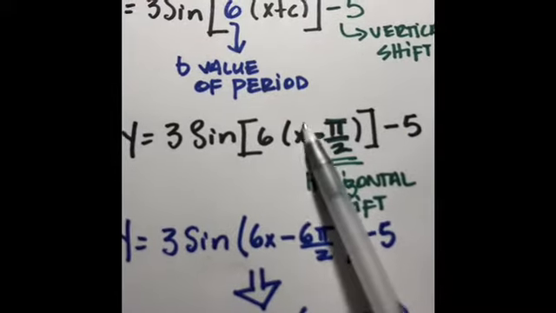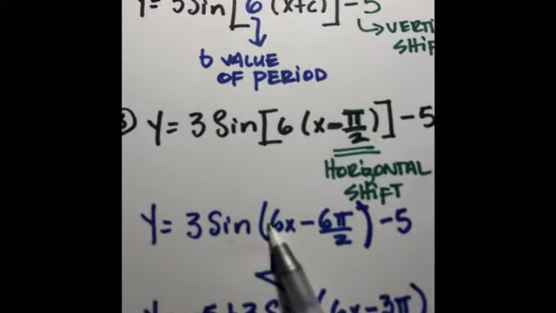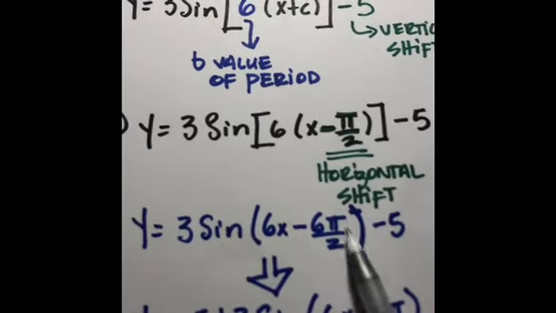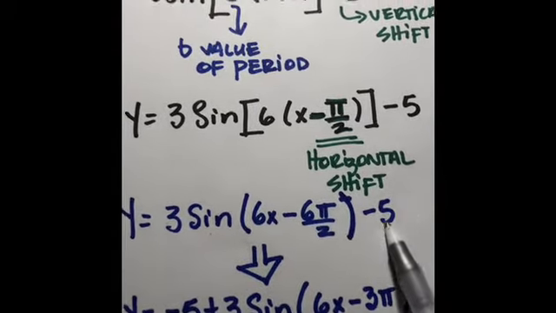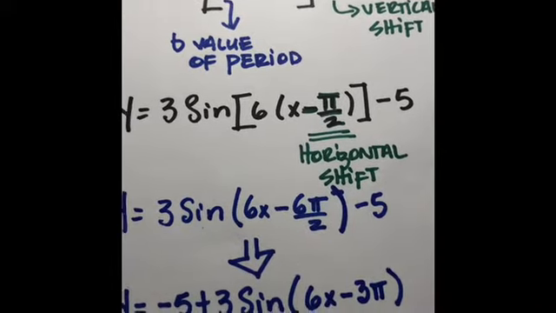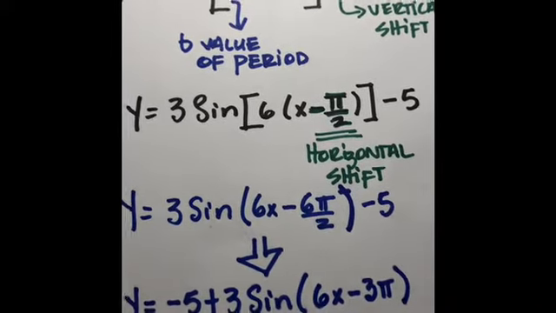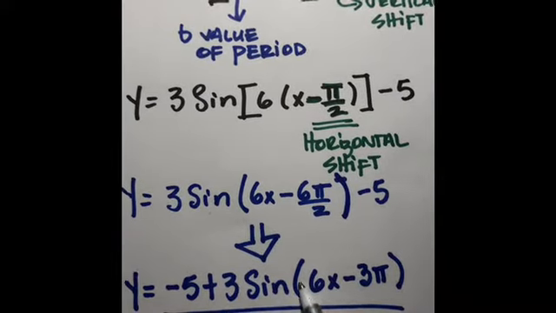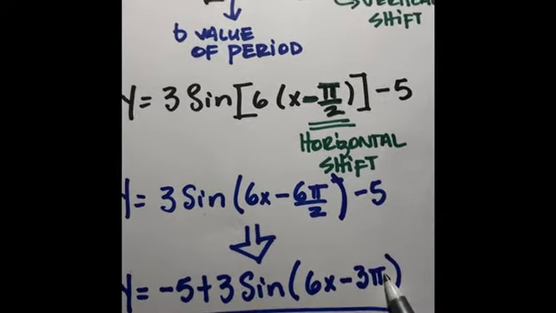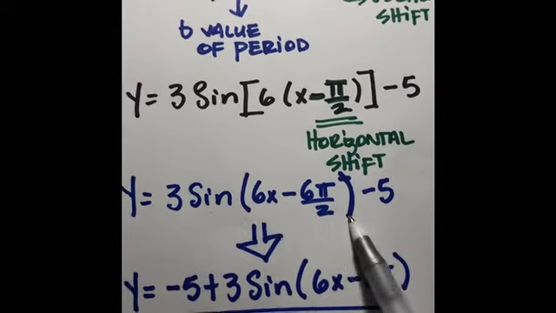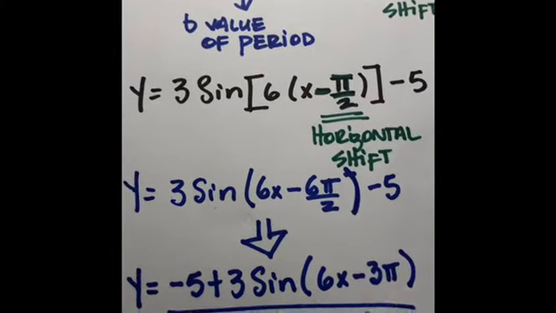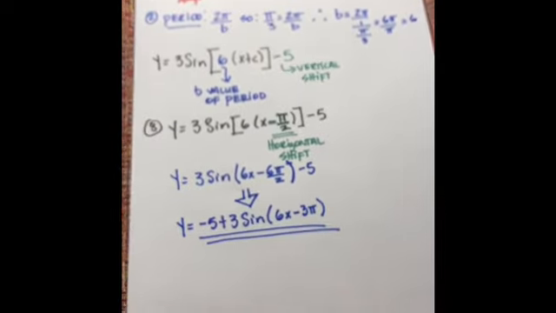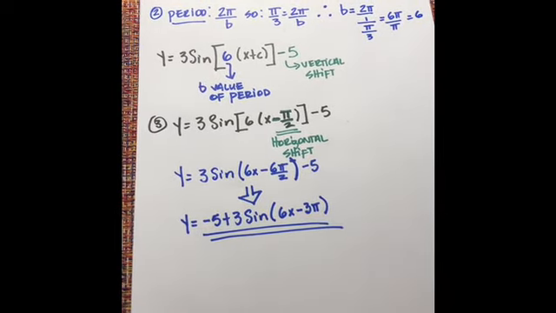And from there, I distribute the value of b. So I will end up having 3 sine of 6x minus 6 pi over 2, minus 5. If I put the vertical shift at the beginning of the function, this is what I'm going to be getting: minus 5 plus 3 sine of 6x minus 3 pi. The 3 pi comes from simplifying this fraction. 6 over 2 is equal to 3. And that would be my complete solution for the try this problem. Thanks.